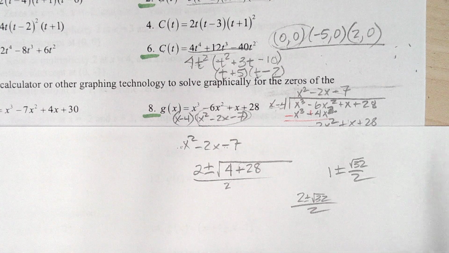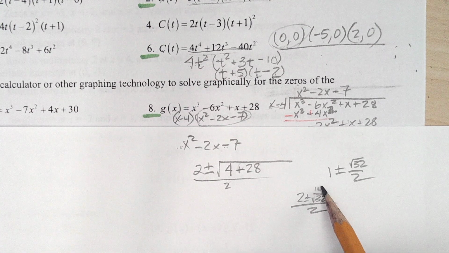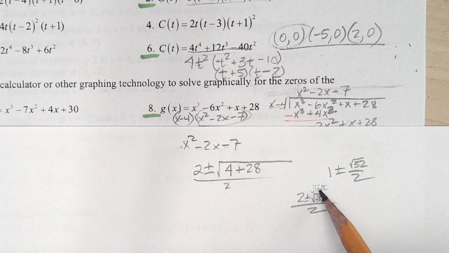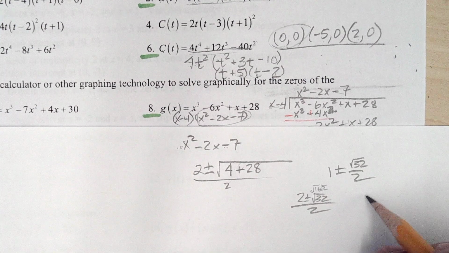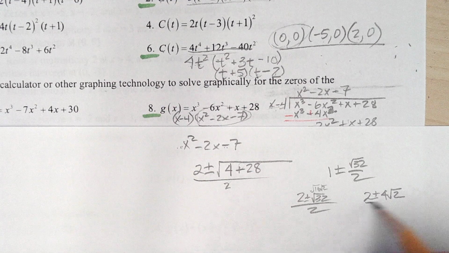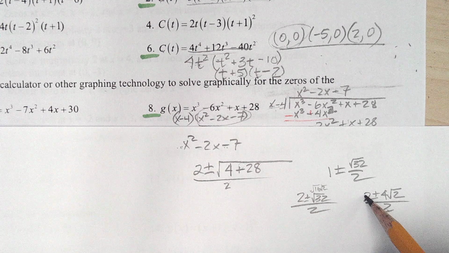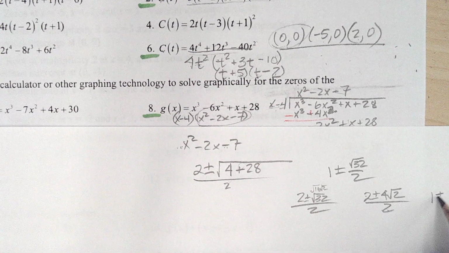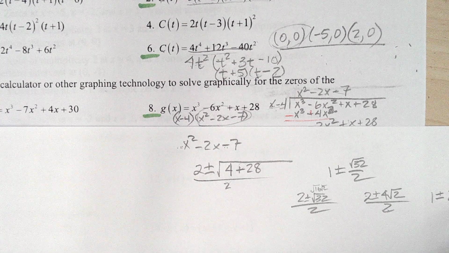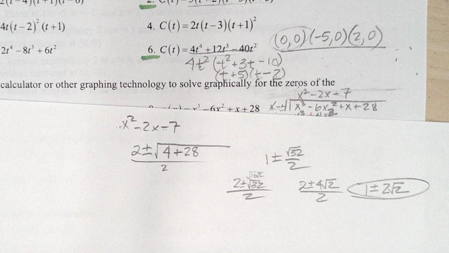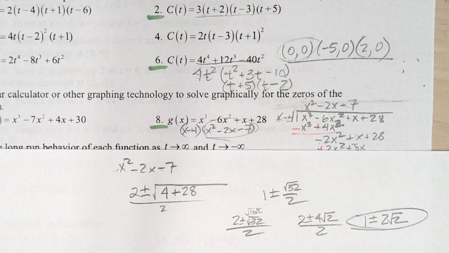You could say 32 is 16 times 2, and so you get the square root of 16, square root of 2, square root of 16 is 4. So you could call it 2 plus or minus 4 square root of 2 over 2. And now you can divide the 2 in there and you get 1. You divide the 2 in there and get plus or minus 2 square roots of 2. Any one of those are okay.